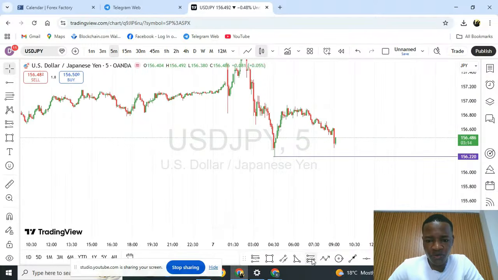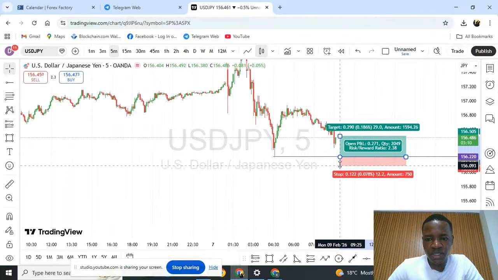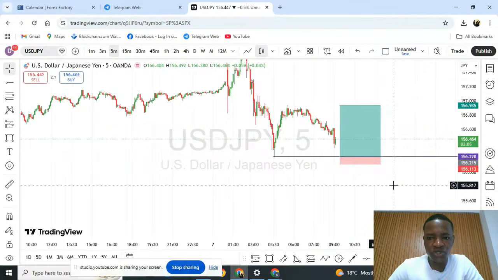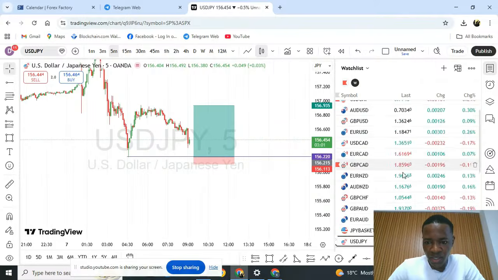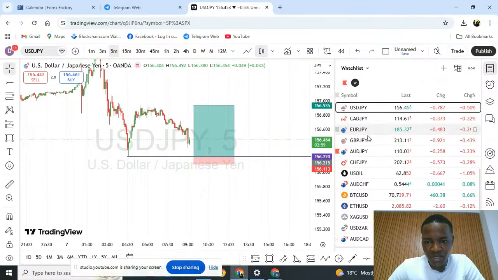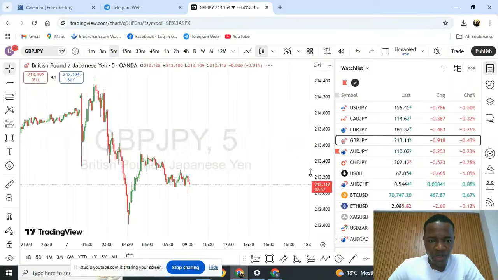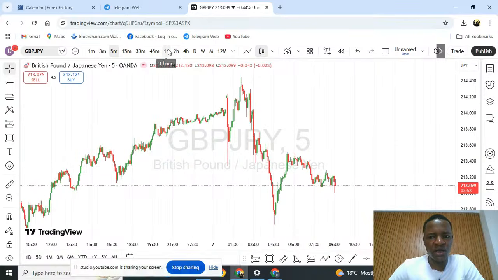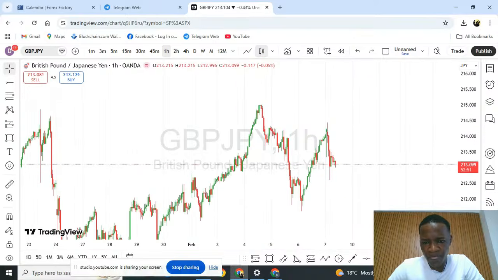So when looking for an entry for a long position using a liquidity entry, make sure you have the confirmation after the swipe of the liquidity so you can take that entry there. And then CADJPY, EURJPY, and I check GBPJPY. But I do most of the JPY pairs. I don't really check a lot of them. I just do a few of them.